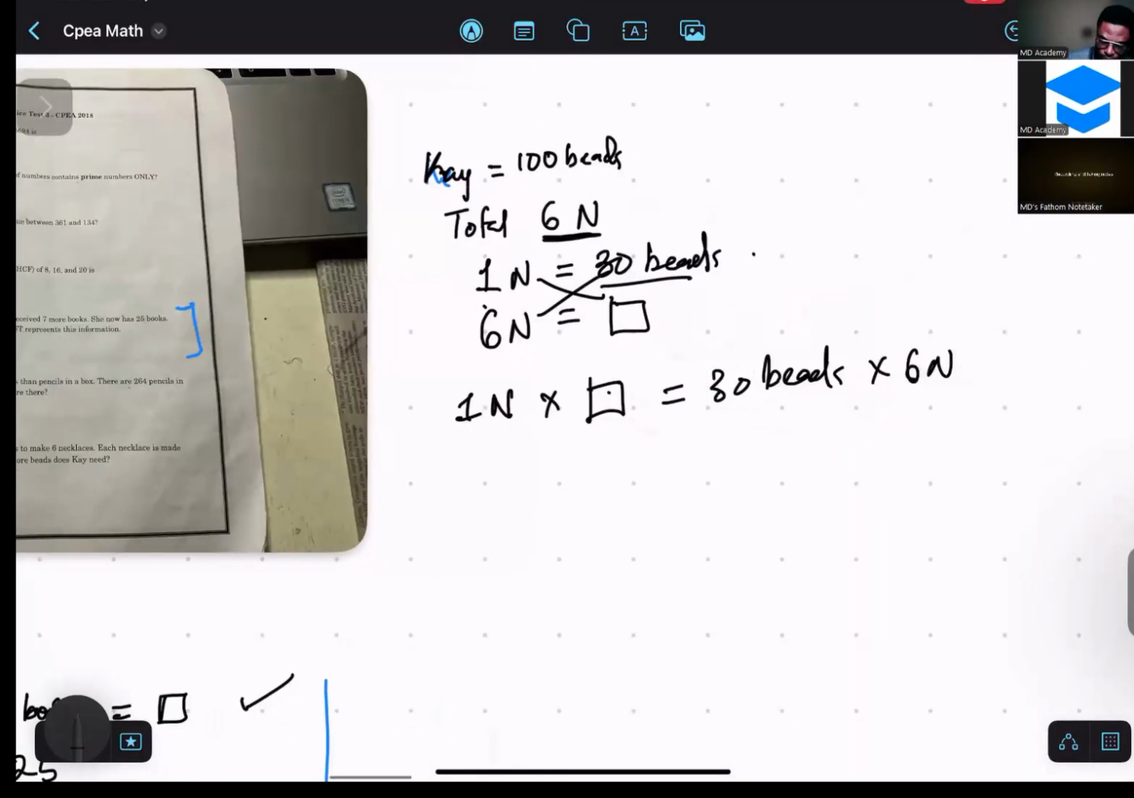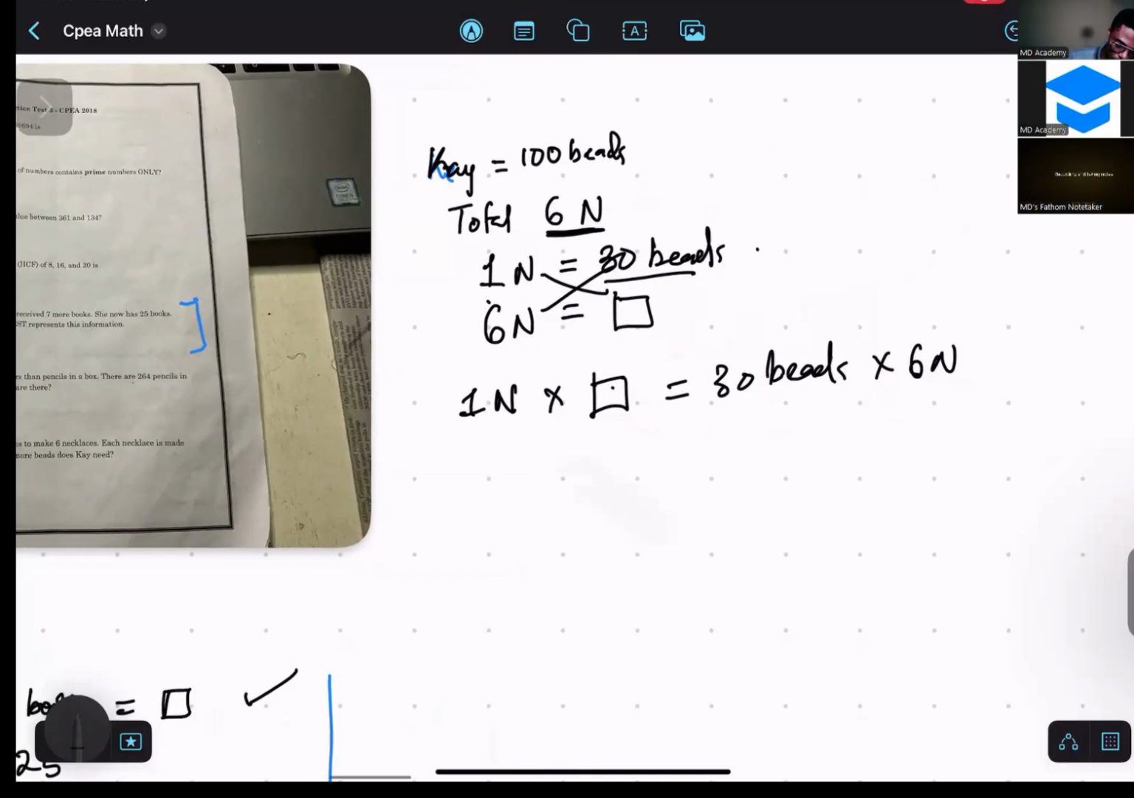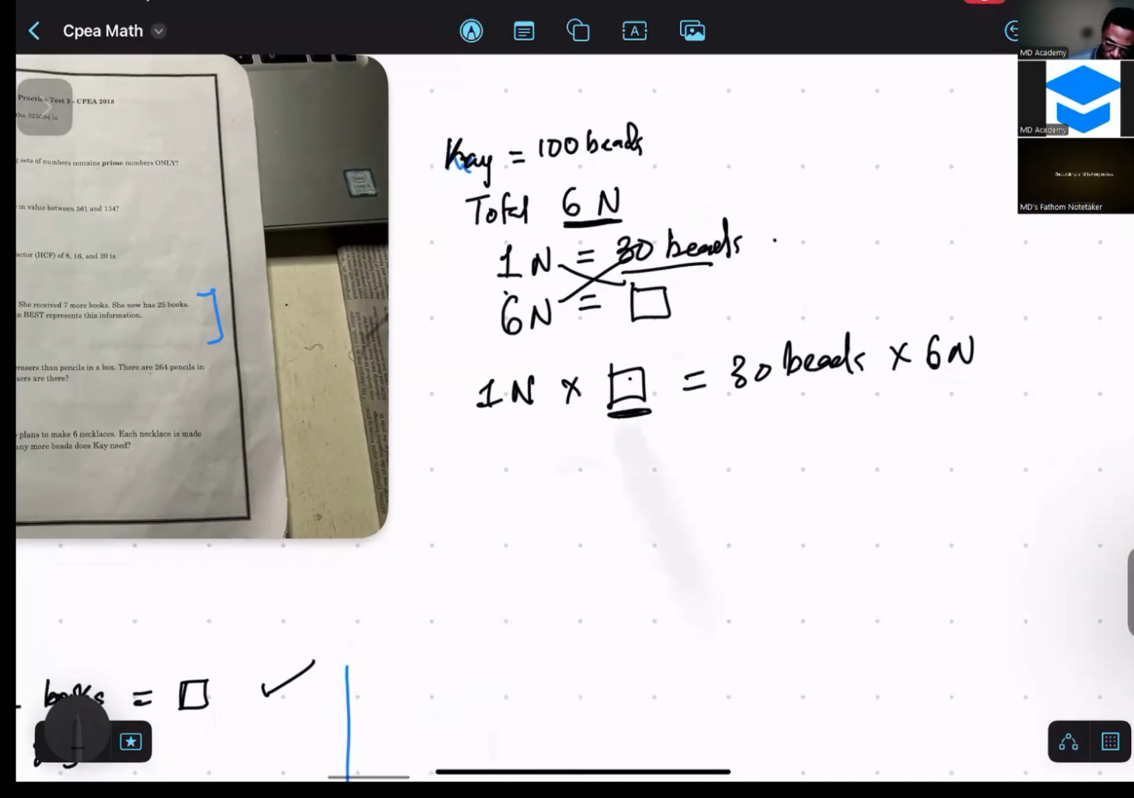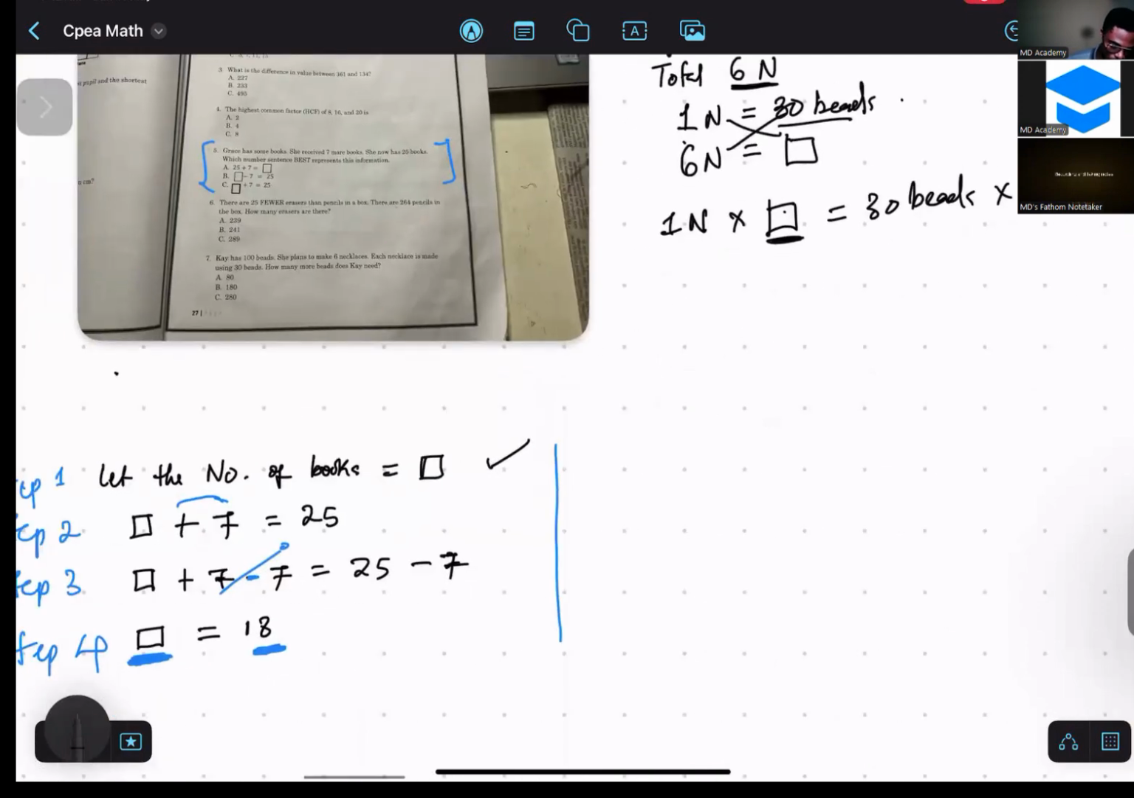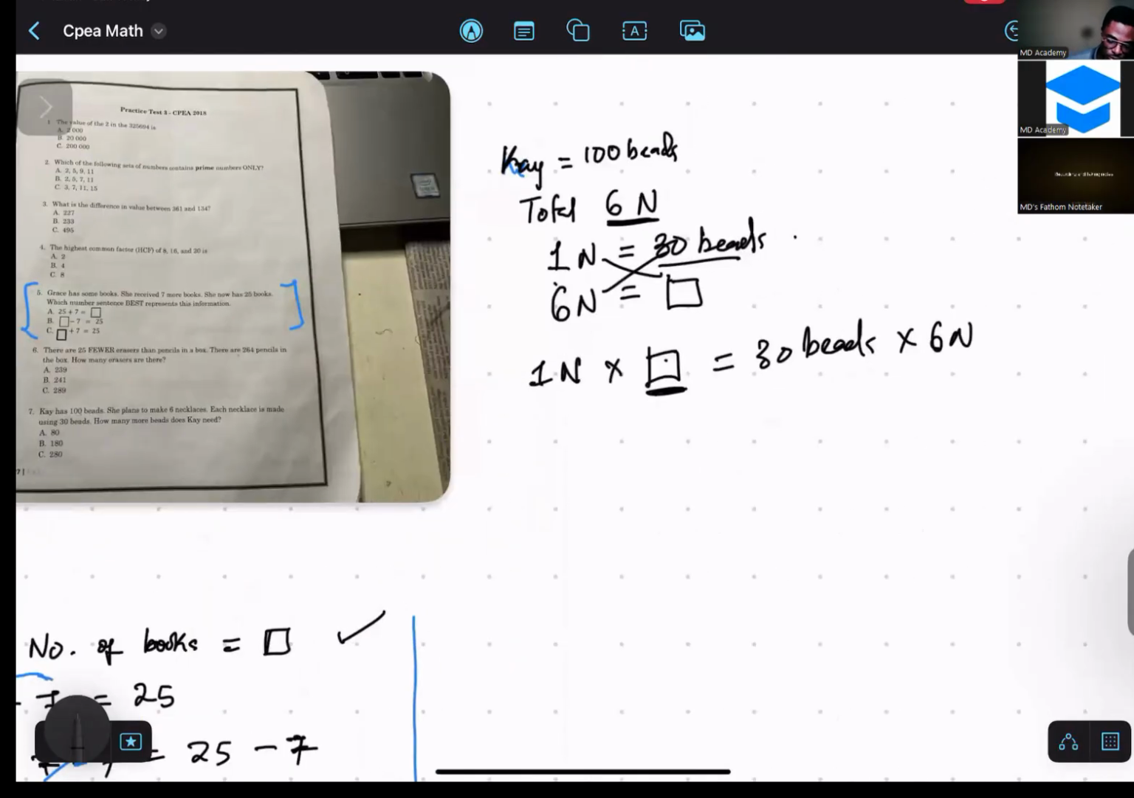Times 6 necklace. So n represent necklaces. I'll write it in full now. Again, we want to leave the box or isolate the box in this one side. In order to do that now, I have to introduce another technique. You see, in the previous one, we had the 7. The 7 was attached. The relationship between box and 7 was an addition sign. But here now the relationship is a multiplication. We cannot do addition. But if we try to do that, that will cause a problem.